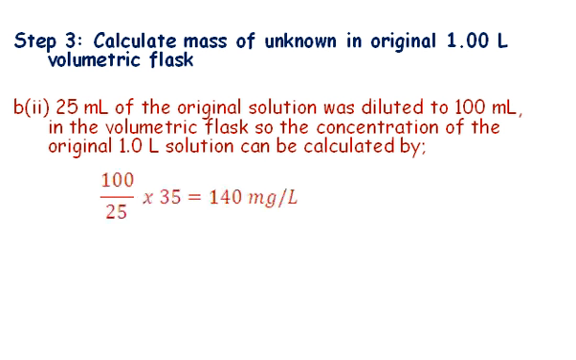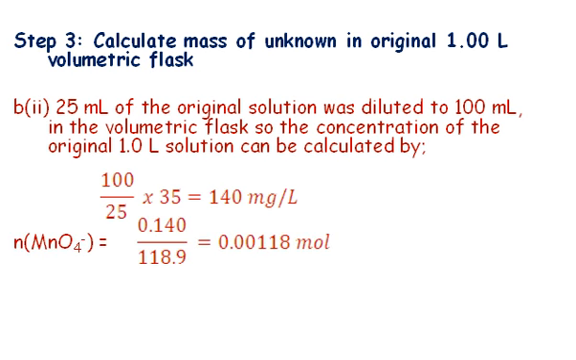So when we do the calculations there, the original 1 litre solution will have a concentration of 100 divided by 25, which is our dilution factor, times the 35, which equals 140 milligrams per litre.